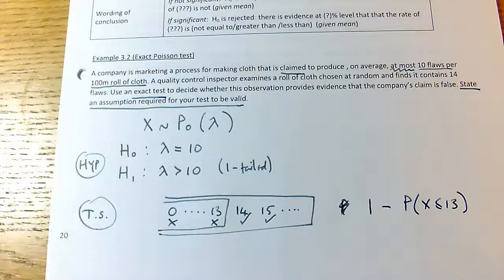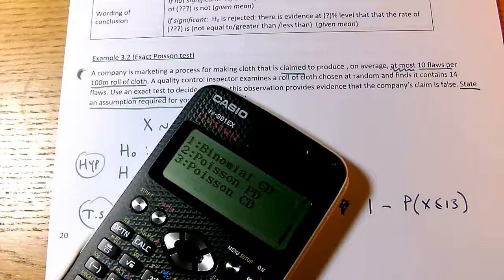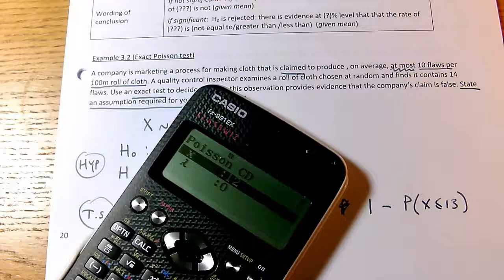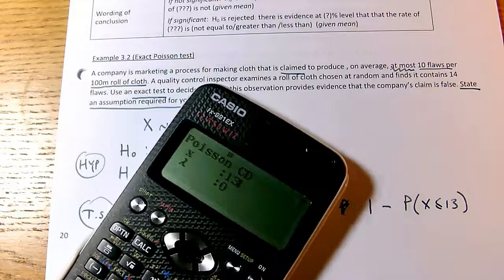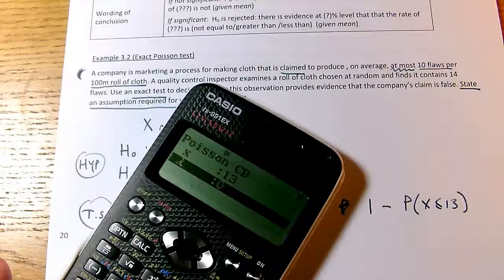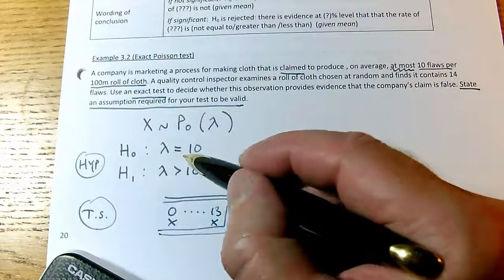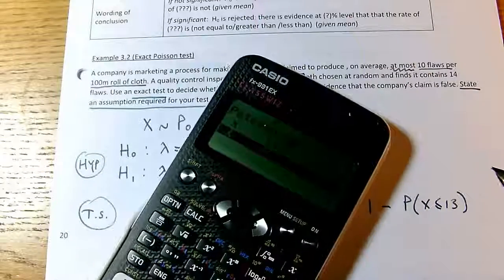So I go into my Poisson mode on my trusty calculator. Poisson CD, that's 3. I need to set this up with an x of 13 for this one. What have I got for my lambda? I use the lambda according to the null hypothesis, so I'm using a lambda of 10.